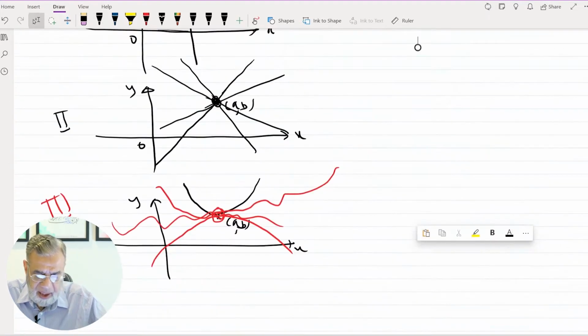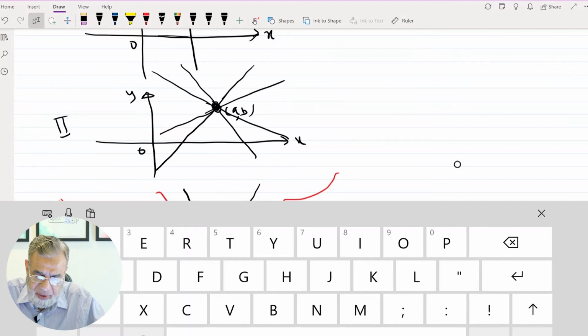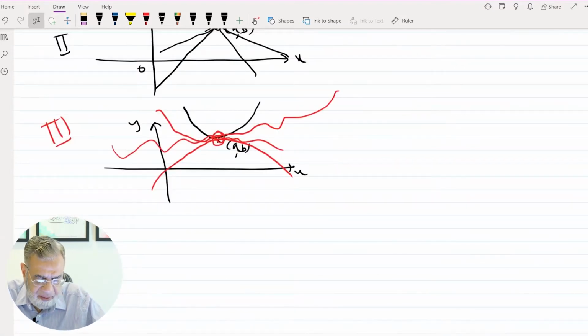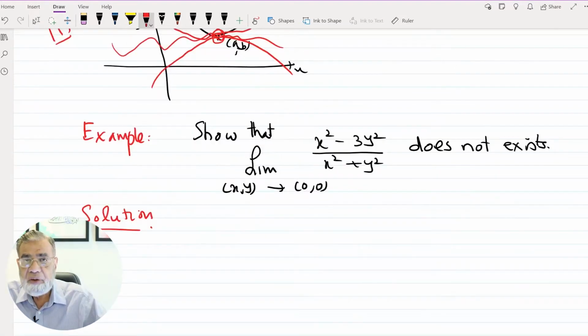Here I'm going to give you an example where I'm going to take these cases, and I will explain it with the help of that one. The example is: show that the limit of the function (x squared minus 3y squared) over (x squared plus y squared), as (x, y) goes to (0, 0), does not exist.